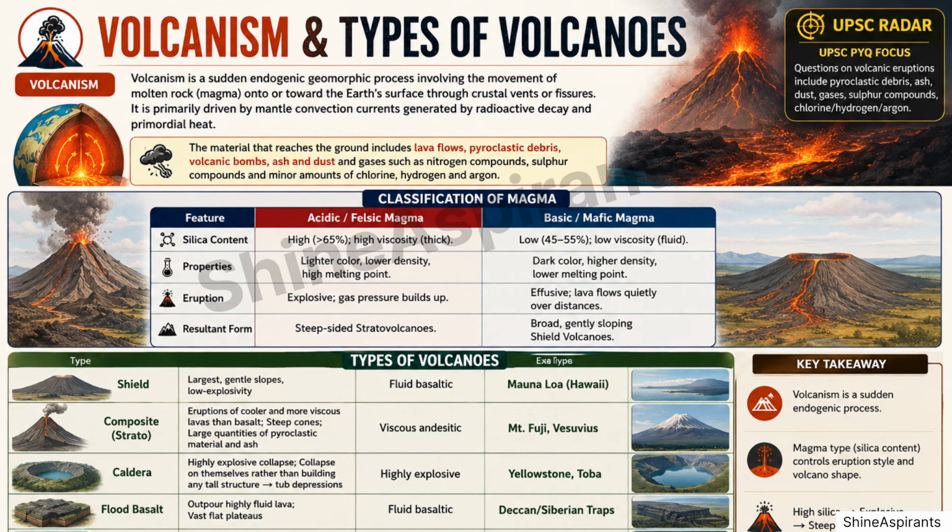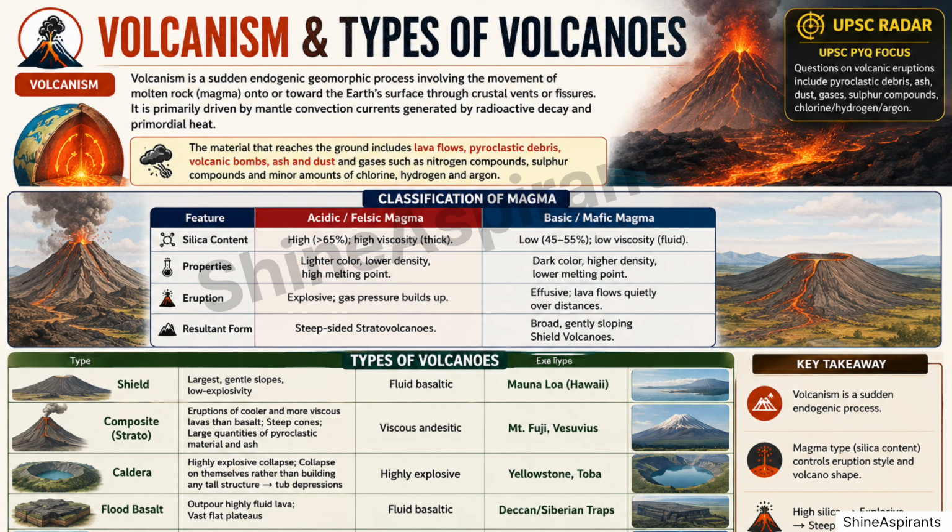Due to this high silica content, it becomes highly viscous or thick and does not flow easily. It is lighter in color, less dense, and tends to trap large amounts of gases within it. As pressure builds up inside the volcano, eruptions become violent and explosive. These explosive eruptions usually form steep-sided volcanic mountains known as stratovolcanoes or composite volcanoes.